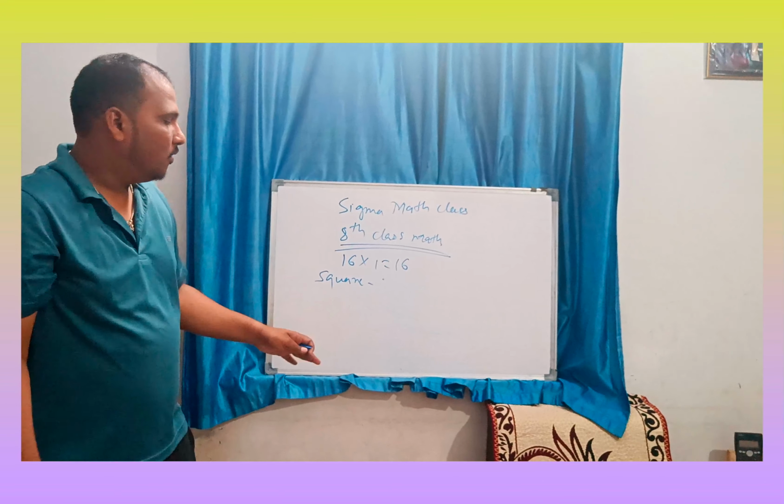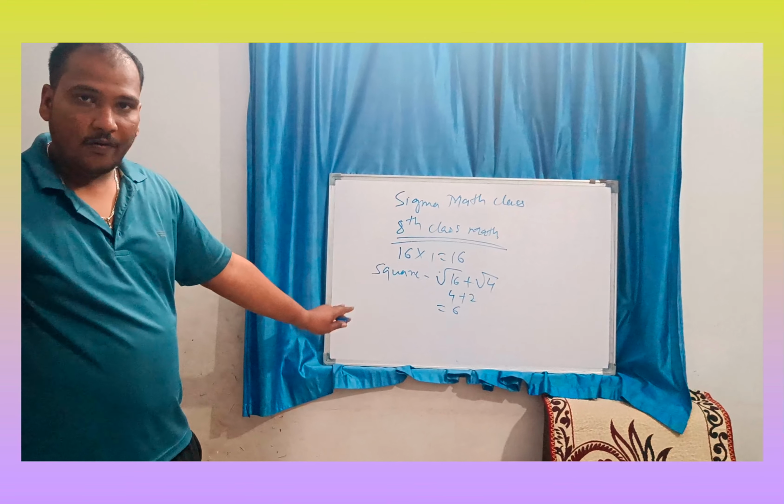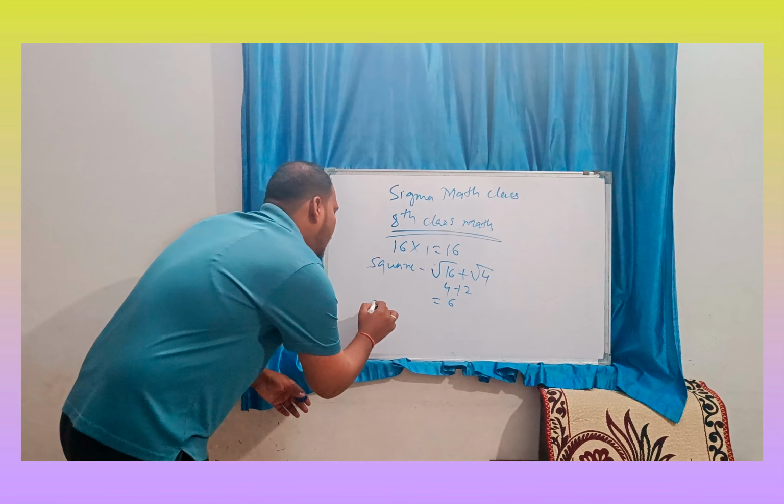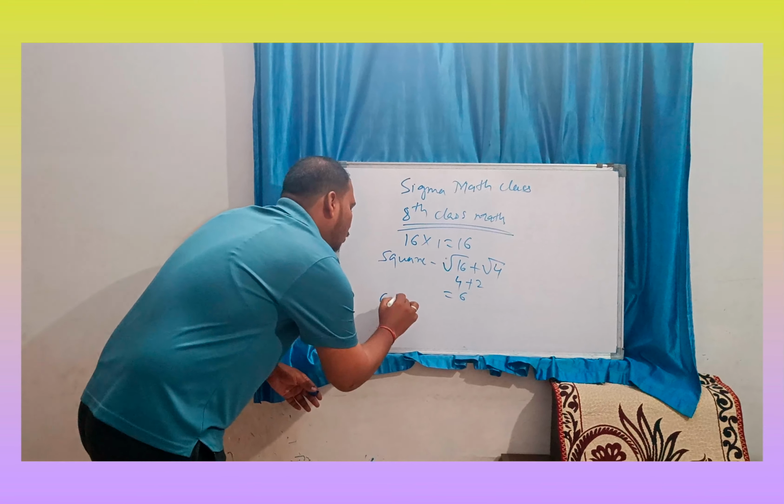A 1 mark question on squares is compulsory. Then a 1 mark question on cubes. You already know the cube. For example, the cube root of 64: what is the cube root of 64? It is 4, since 4 times 4 is 16, and 16 times 4 is 64. This type of question is asked in multiple choice.